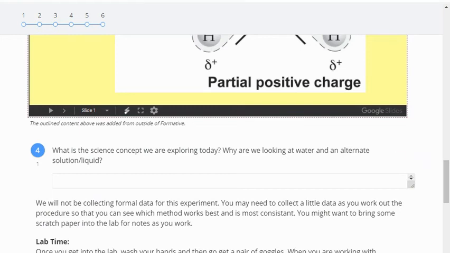And I did not attach a spreadsheet. That's okay.